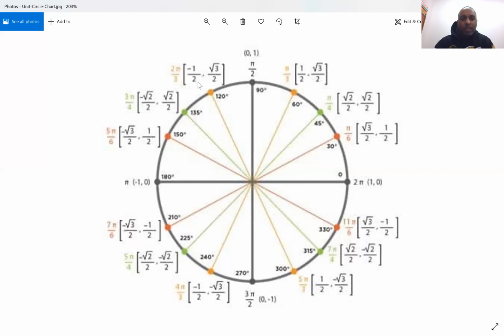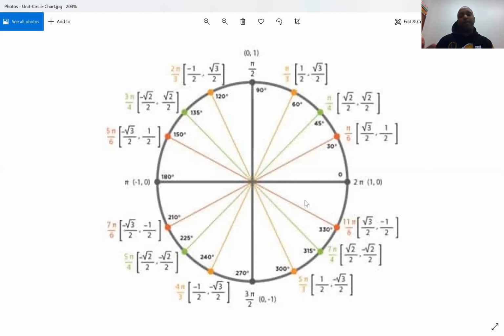Over here is 1/2, square root of 3/2, but we're negative. Why? Because we went to the left and then we went up. Basic Cartesian coordinate plane locations. Down here, same type of deal, but both of them are negative. Why? Because we're in the third quadrant. And then over here is positive and negative.